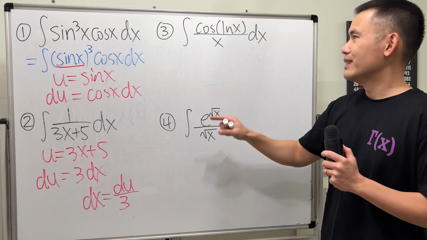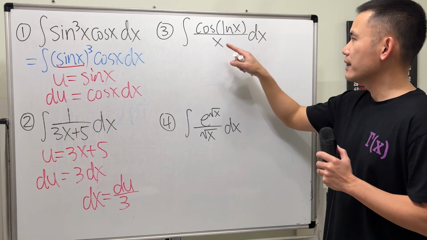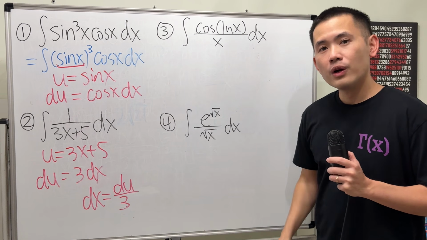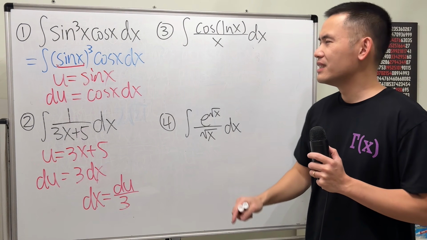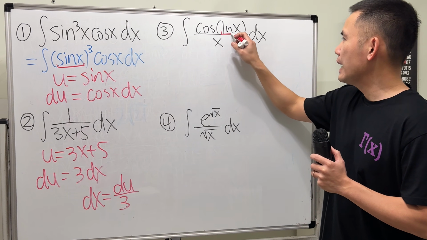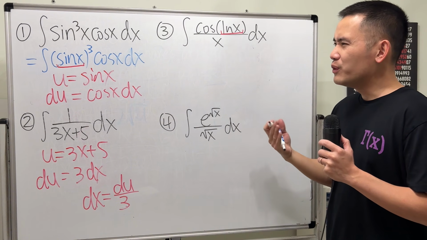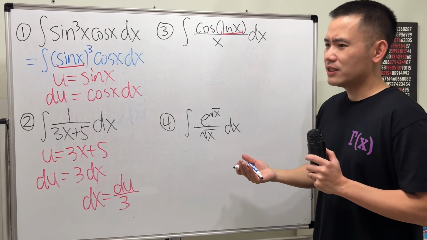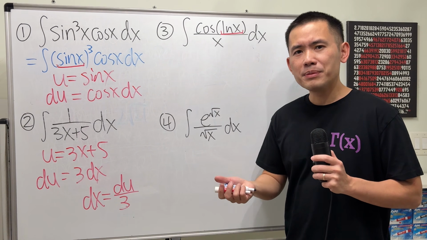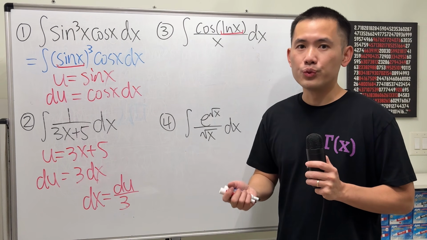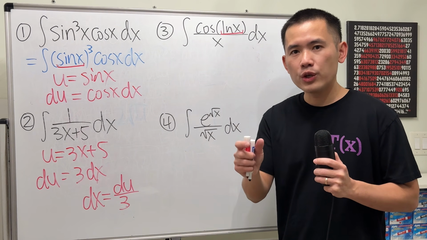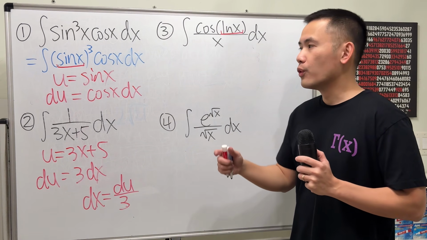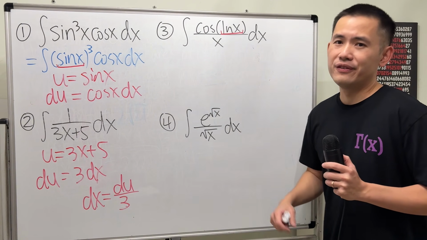Now, number 3, we have the integral of cosine of ln x over x. Again, try the inner function first. This time we are looking at the ln x. And the reason that we really want to do the inner function is because when we do u sub, it's kind of like the reverse chain rule. We have to do the chain rule for the inner function. So when we do the u sub, try the inner function.